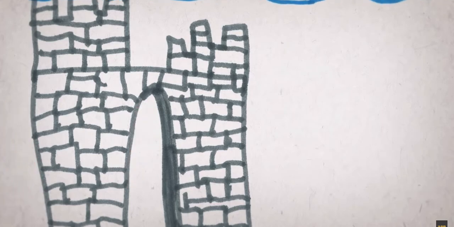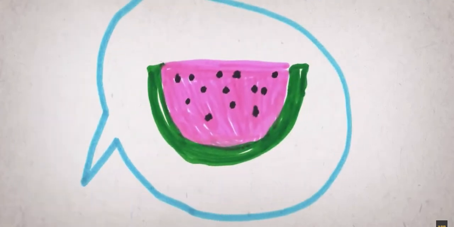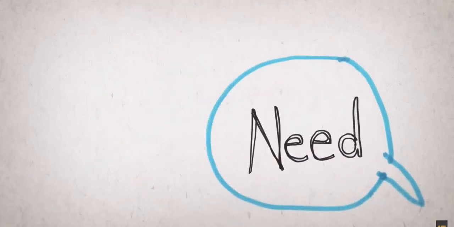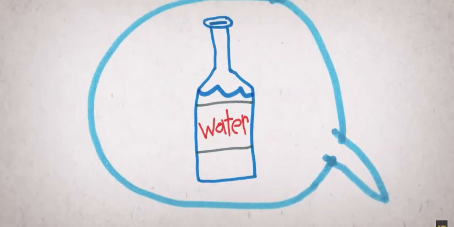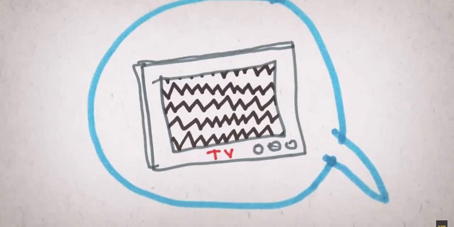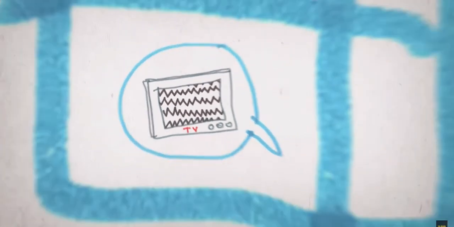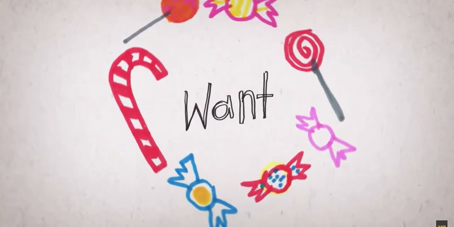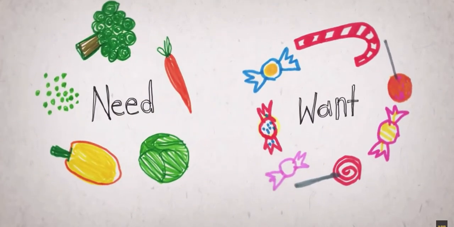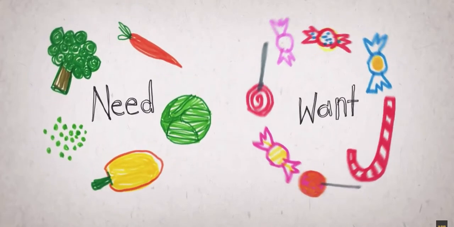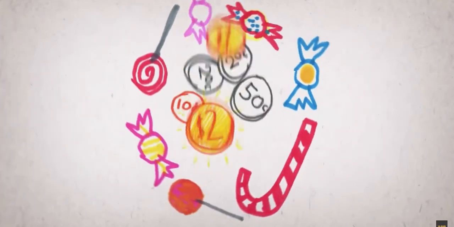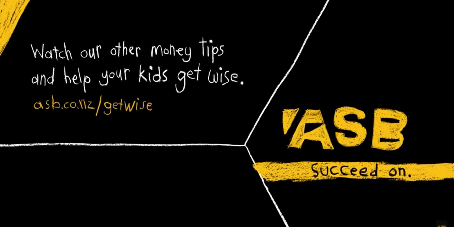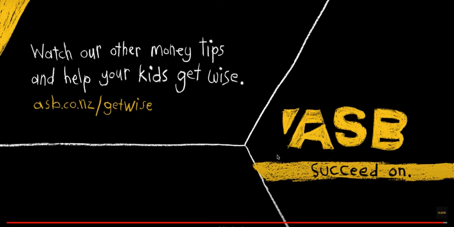Now, here's a quiz to try. Call out an item and your child has to answer that it's a need or a want. Drinking water, chocolate, bed, TV, etc. It's good fun to do at home and you could try it at the supermarket too. Vegetables are needs and sweets are wants. Cash clever kids know they have to take care of their needs before they start thinking about what else they want, and they might even need to save up for it. Watch the other ASB Get Wise videos for more fun ways to help your children learn about being cash clever.